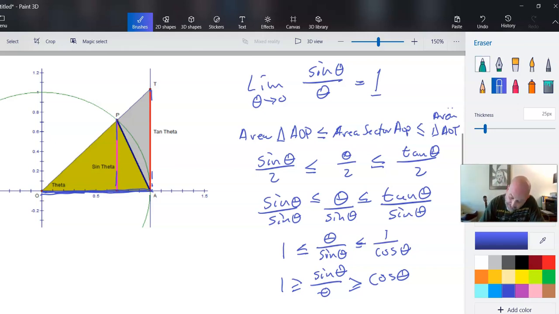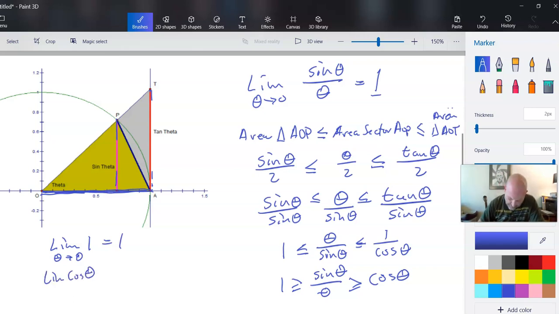And so what I'm trying to find out now, since the limit of 1 as theta approaches 0 is equal to 1, right? Because that's true for any constant. The limit of cosine as theta approaches 0 is equal to 1. So both of the outsides go to 1 and the inside is trapped in there. These two things together imply that the limit of sine theta over theta as theta approaches 0 is equal to 1.